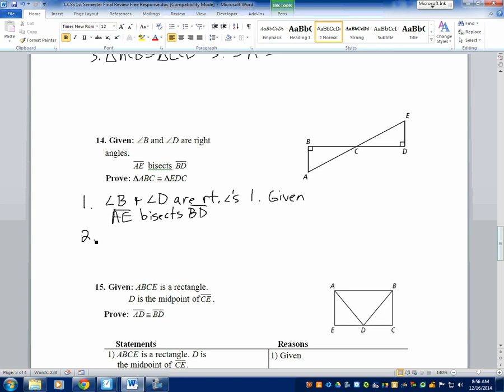Some people might state angle B is congruent to angle D, and then some might not. They just go, well, it already said they're right angles. Right angles are obviously all congruent.